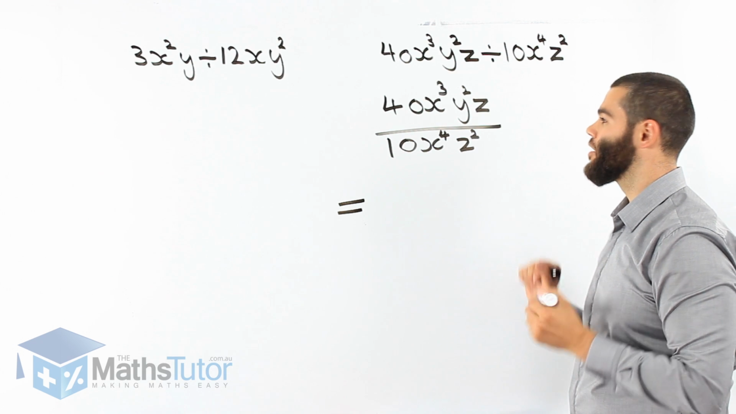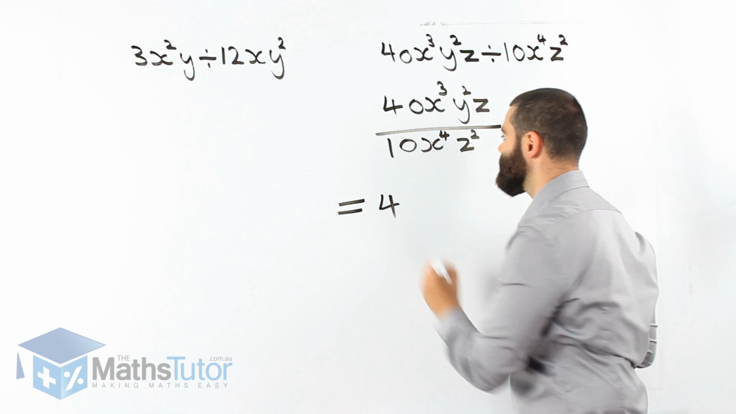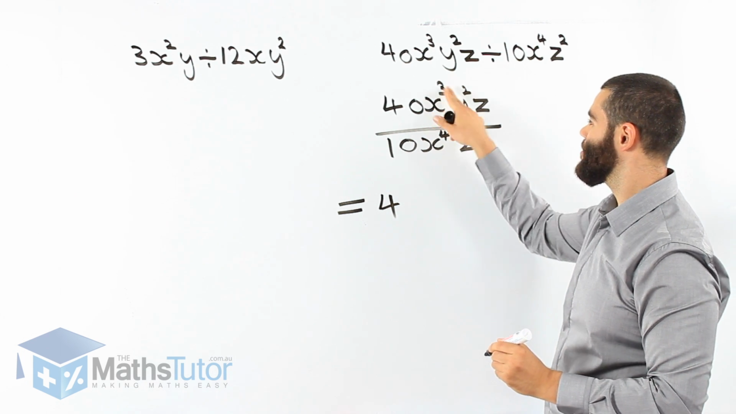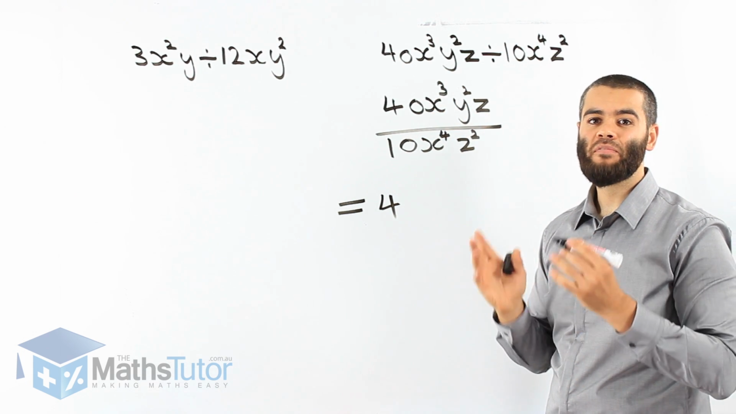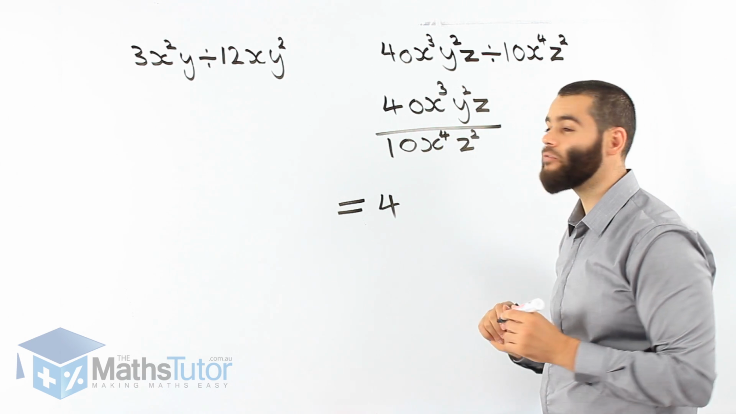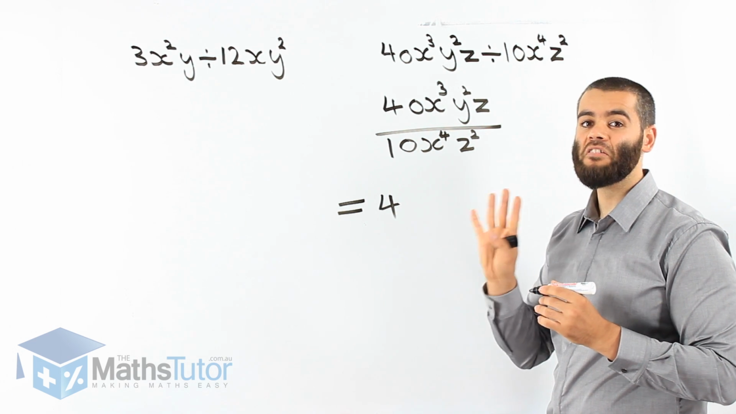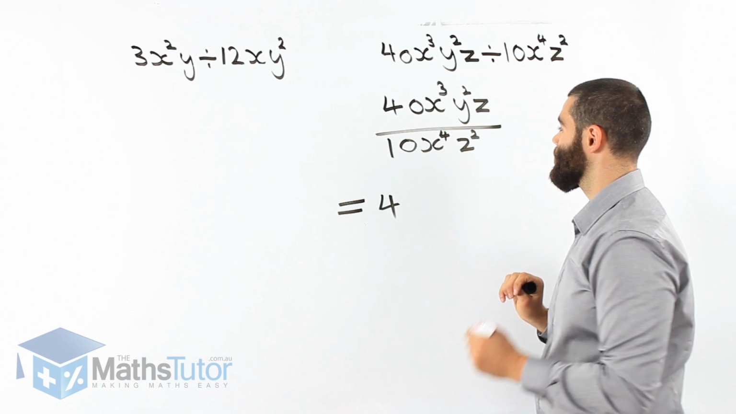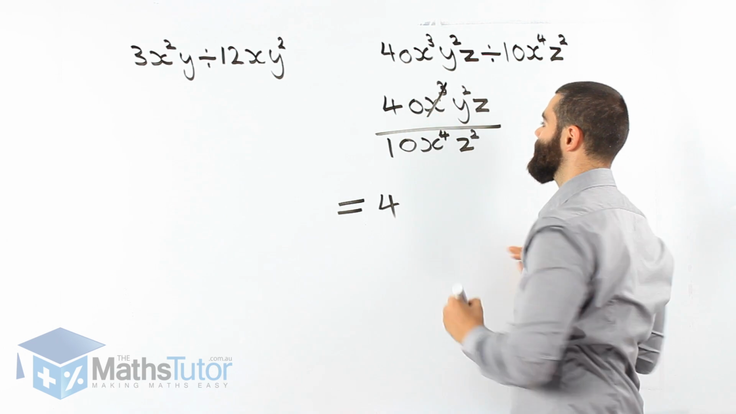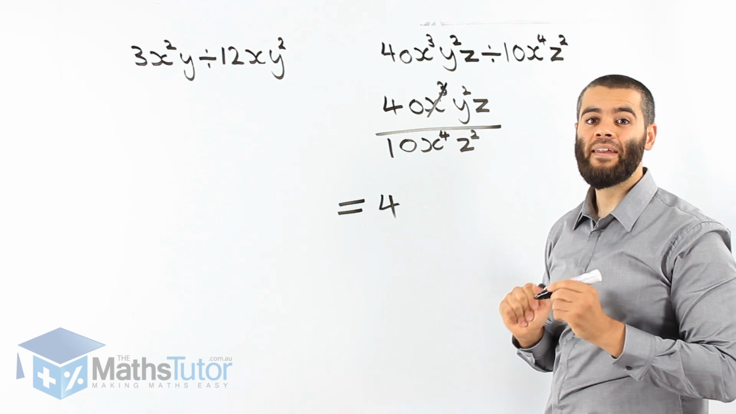What are we doing now? We're simplifying. 40 divided by 10 is 4. We have x to the power of 3, which is x times x times x. So 3 x's on top. And we have x to the power of 4, which is x times x times x times x. 4 x's on the bottom. So 3 from the top will cancel with 3 from the bottom. So we have an x left.